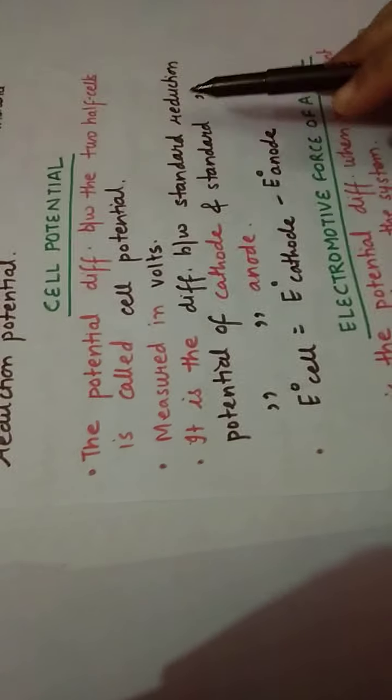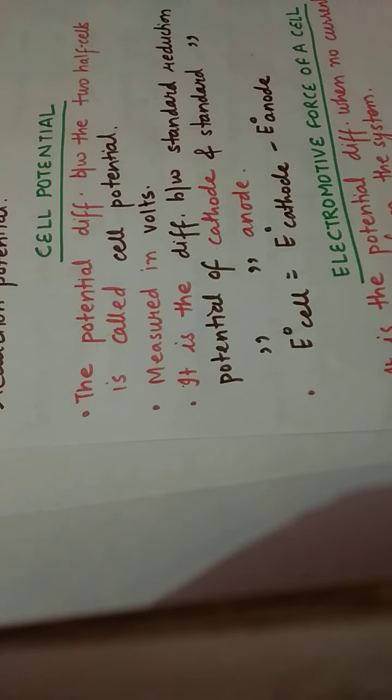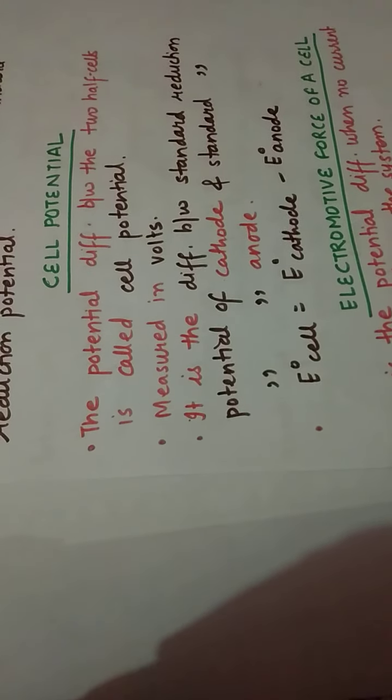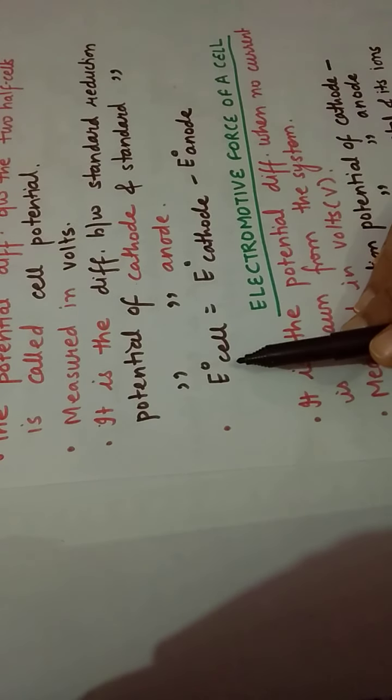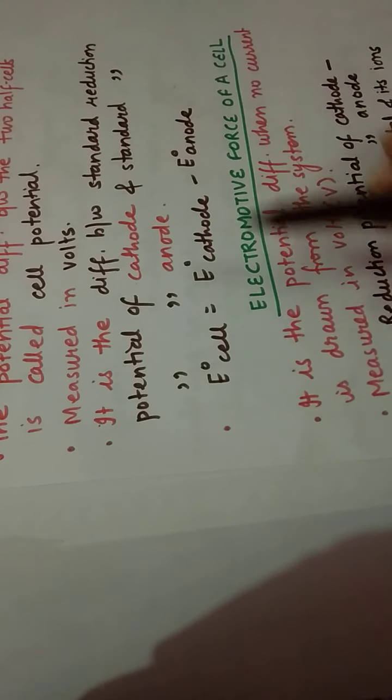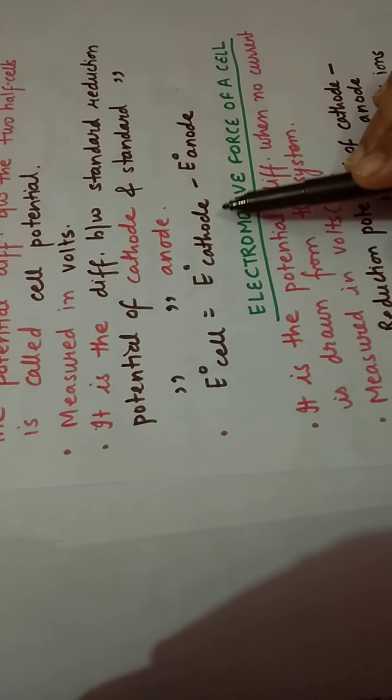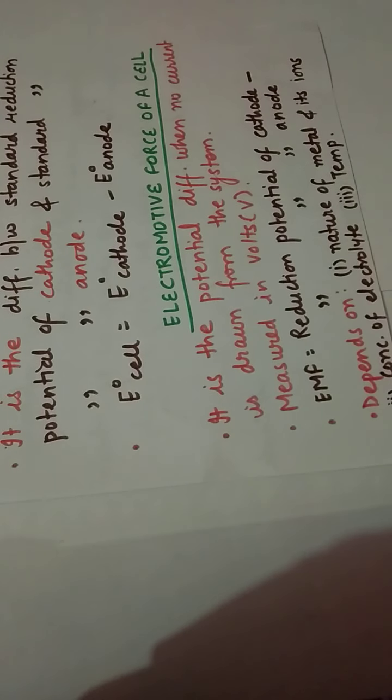It is also said that it is the difference between the standard reduction potential of the cathode and the standard reduction potential of the anode. So E0 cell is the cell potential, and it is a very important formula, children: E0 cell is equal to E0 cathode minus E0 anode. These values will be given to you in the questions.